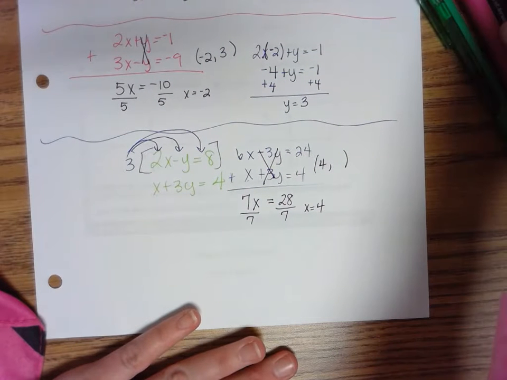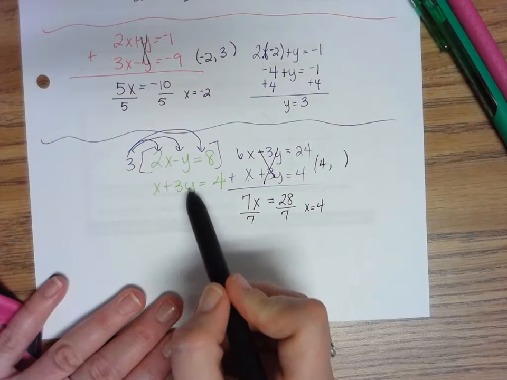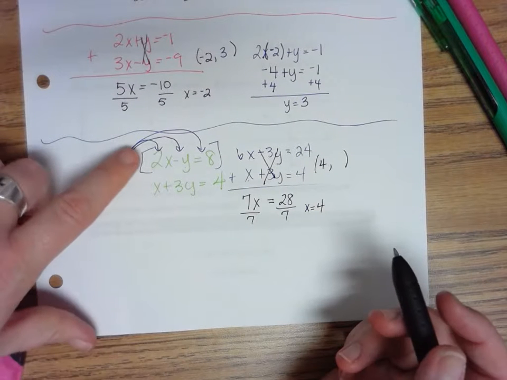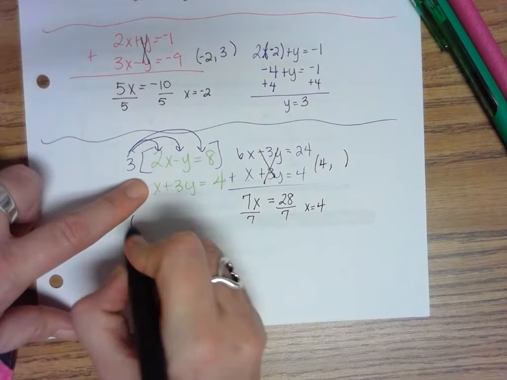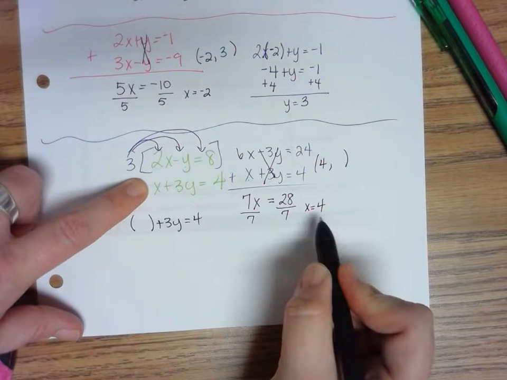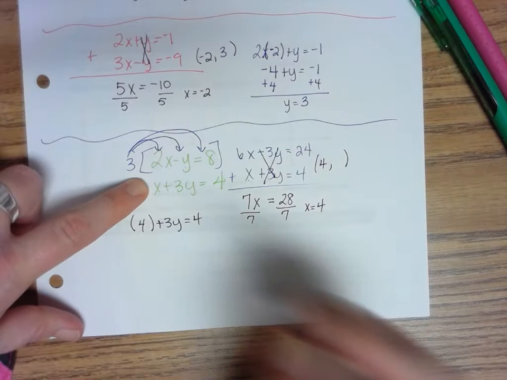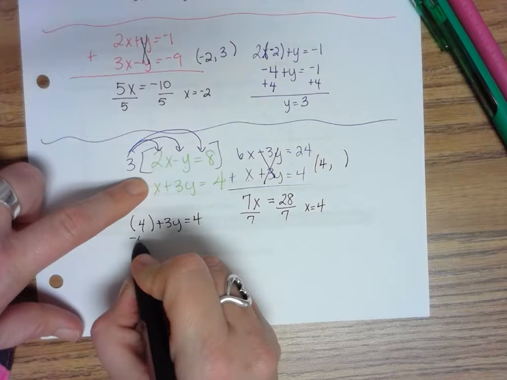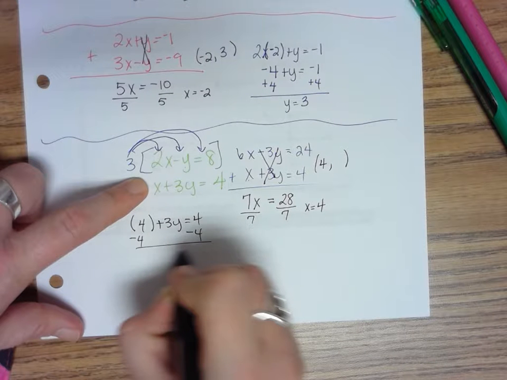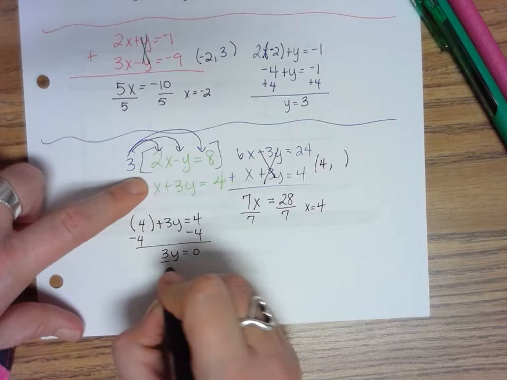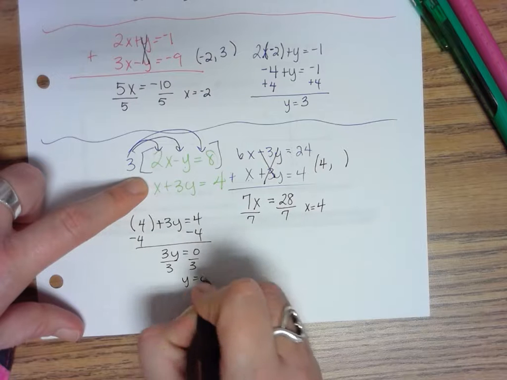When you do this, you can pick one of the originals. Do not use a changed equation. So we're going to go with this one. So where I see x plus 3y equals 4, I'm going to plug my 4 in for x, because x is 4. And now I need to get rid of that 4, so I'm going to subtract it. So 3y equals 0. I divide by 3, so y is 0.